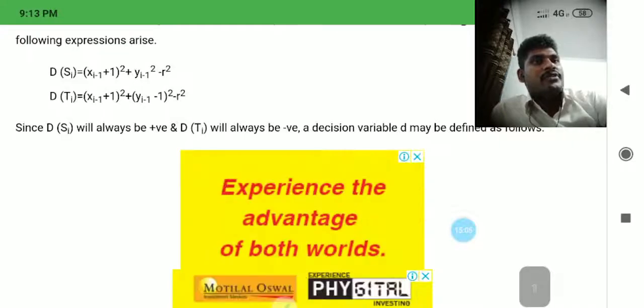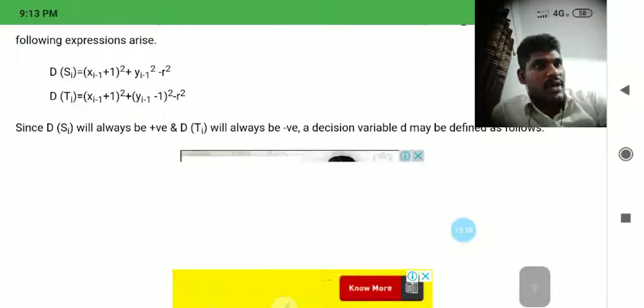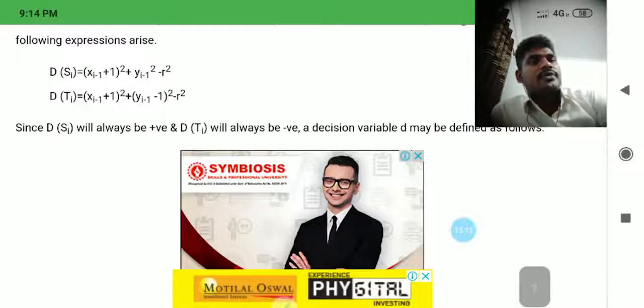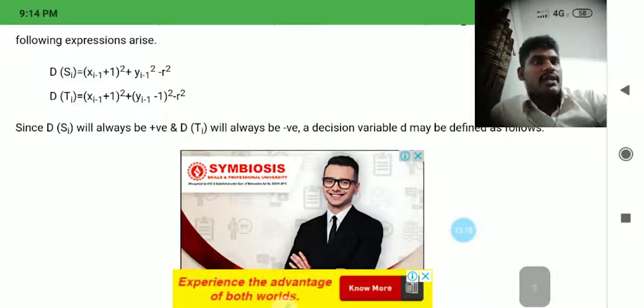So both equations are different. If you select the south, you have to follow the above equation. If you select the north, we have to follow this equation. Based on the selection of the pixel, you have to follow the corresponding equation.